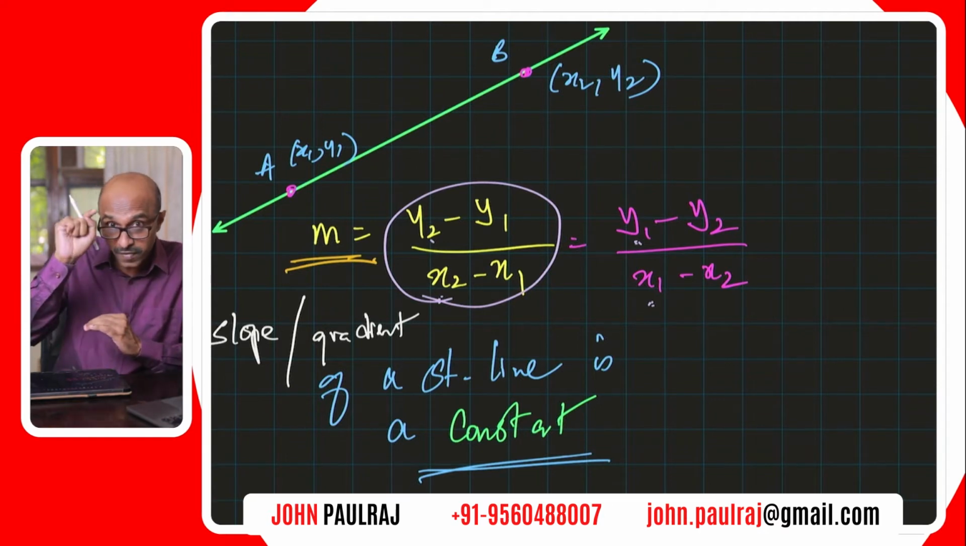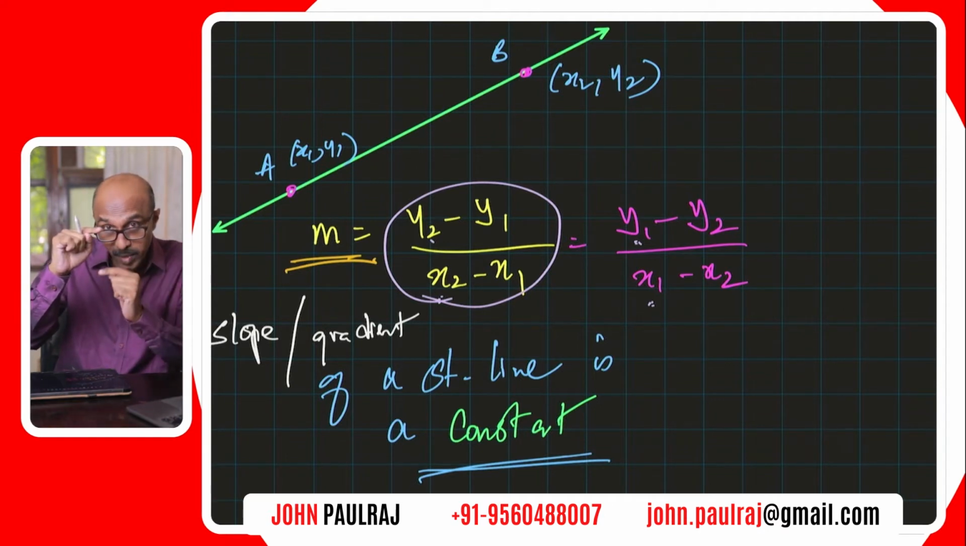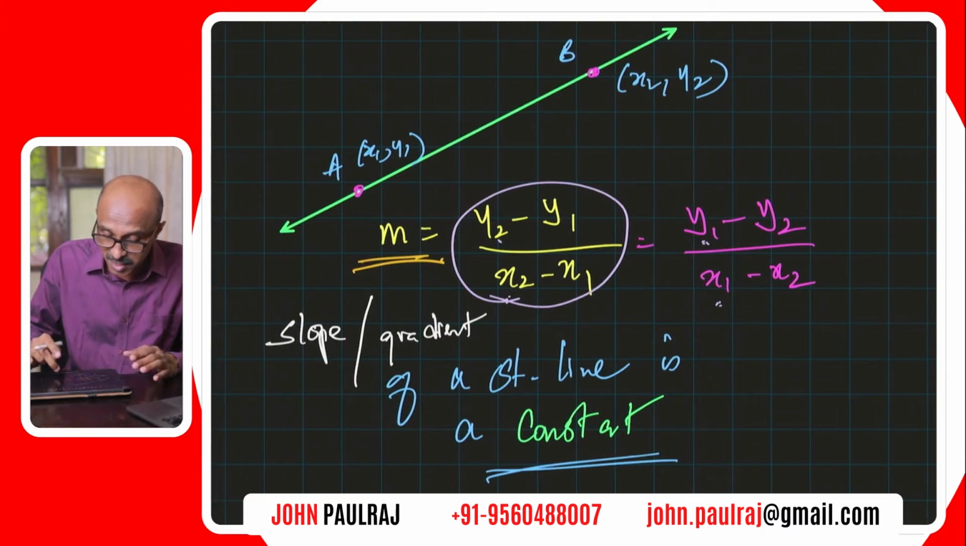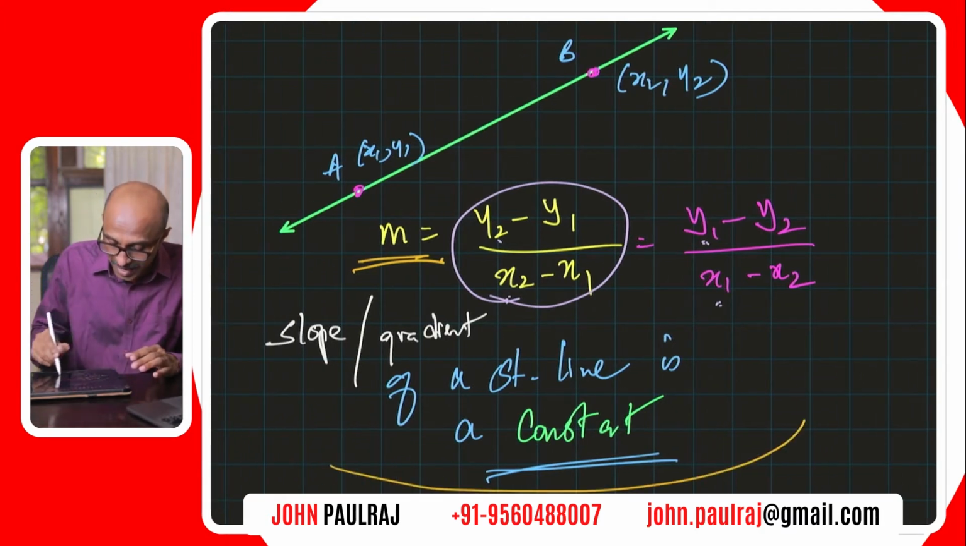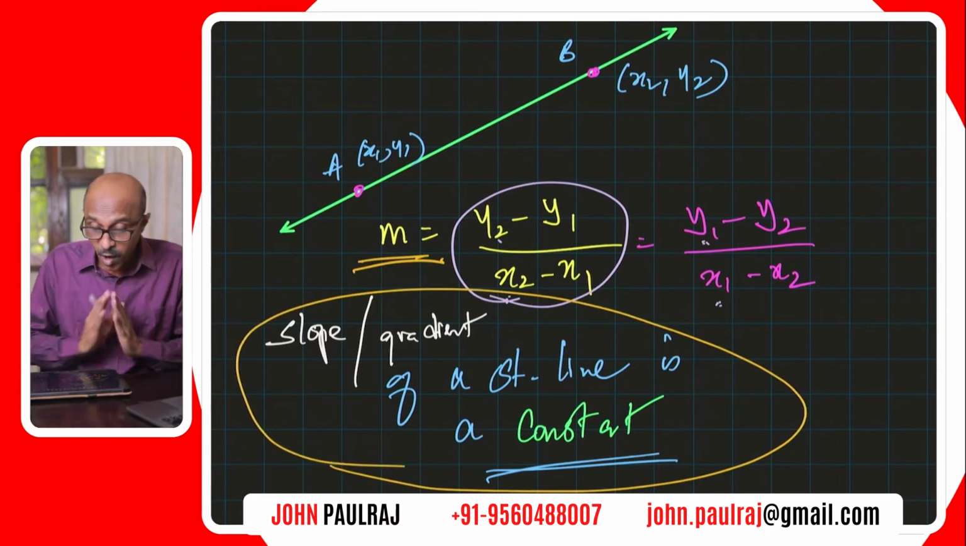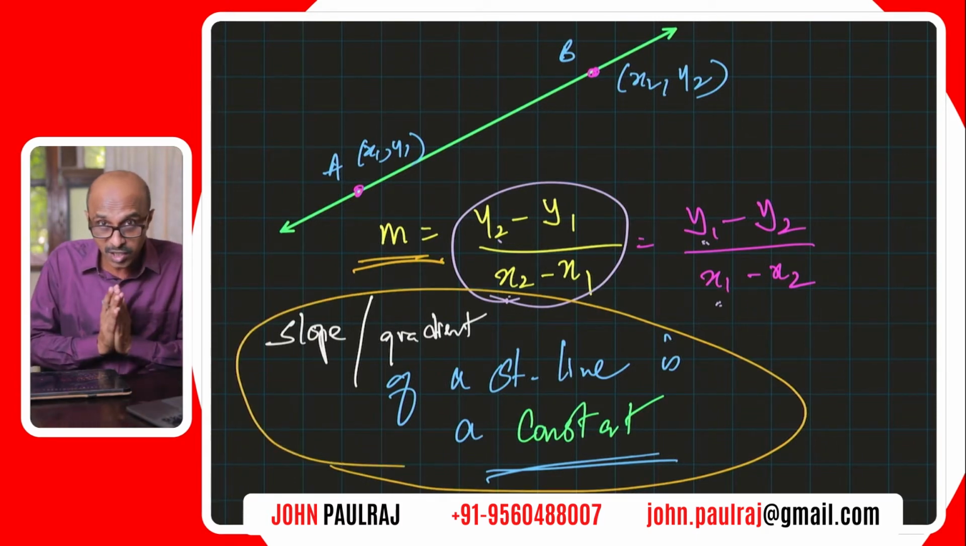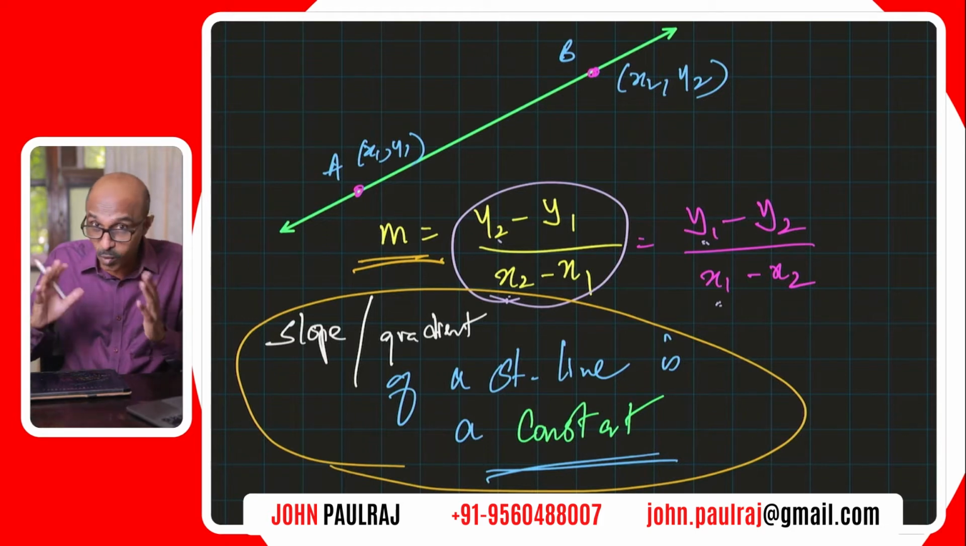If you're starting with the y coordinate of a certain point, then the denominator must start with the x coordinate of that very point. And then, as I said, this is the beautiful truth for the slope of any straight line. The slope or the gradient of any straight line is a constant. That's clear. We must have studied this in coordinate geometry.